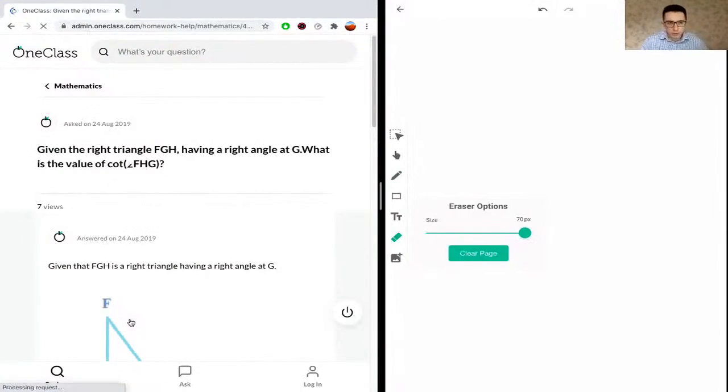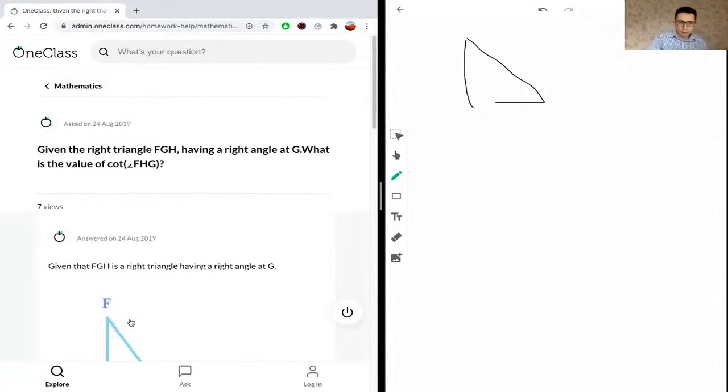Okay, so on to the next question. Given the right triangle FGH having a right angle at G, we'll define FGH, and it's telling us at G there's a right angle. What is the value of cotan of the angle FHG? So the angle FHG is this angle.